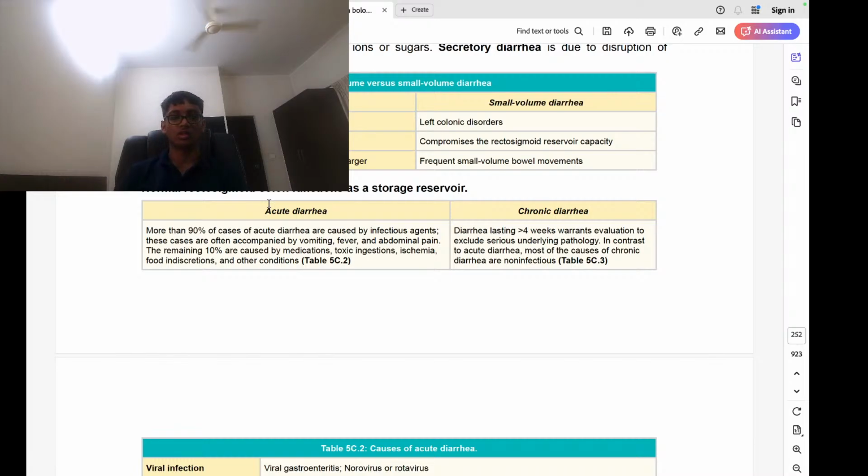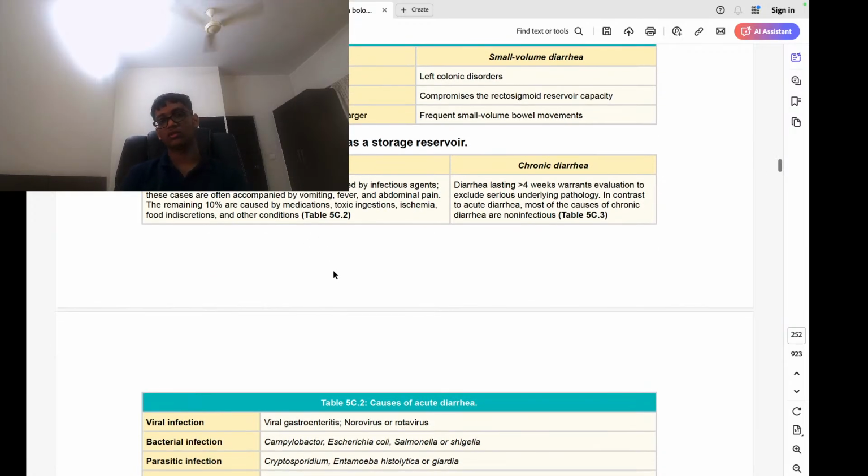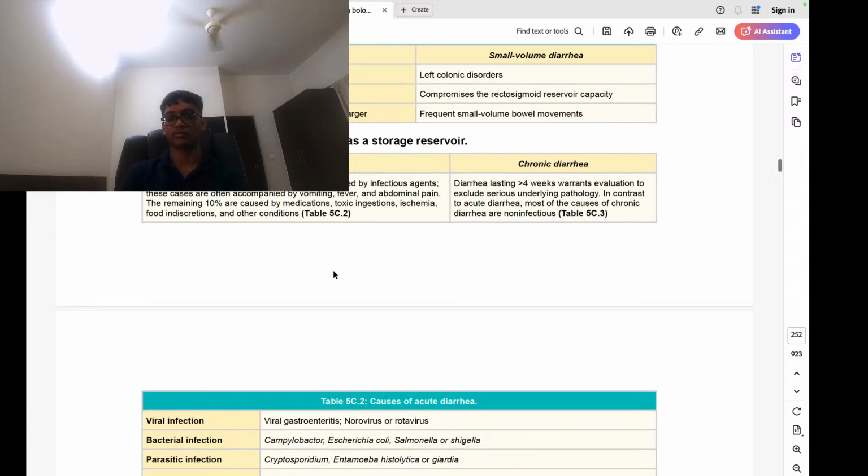So in acute diarrhea, more than 90% of the cases are caused by infectious agents. The cases are accompanied by vomiting, fever, abdominal pain. The remaining 10% are caused by medication, intoxication, ischemia, food indiscretions, and other conditions. Chronic diarrhea lasting 4 weeks warrants evaluation to exclude serious underlying pathology. In contrast to acute diarrhea, most causes of chronic diarrhea are non-infectious.